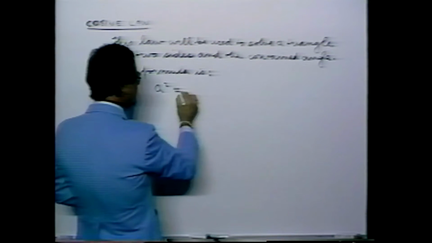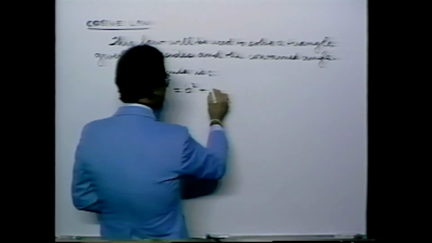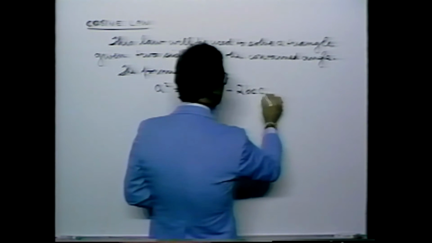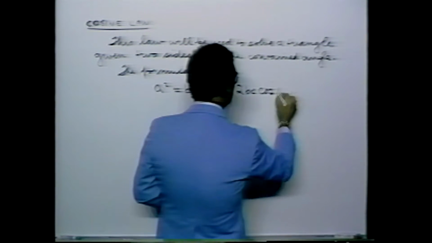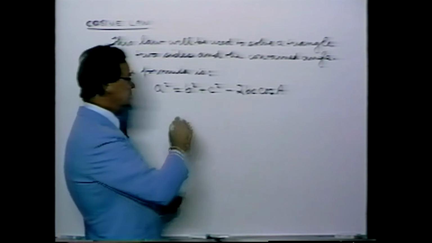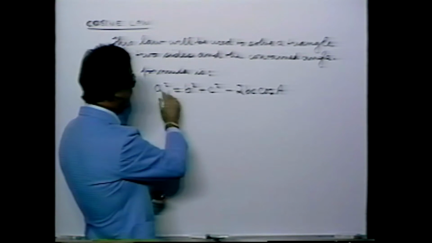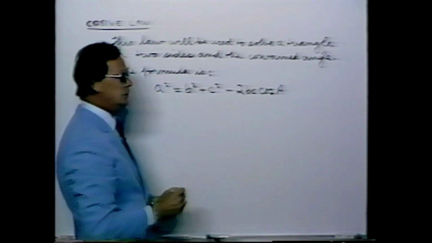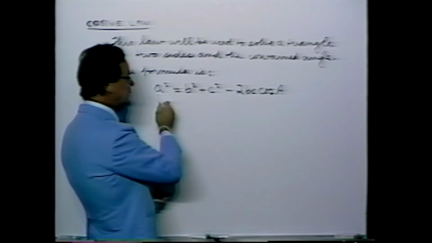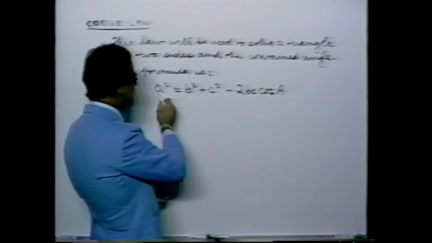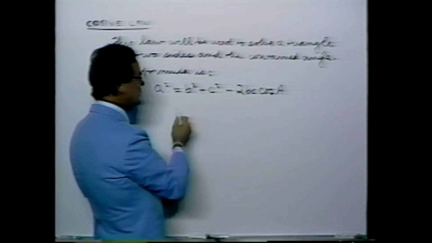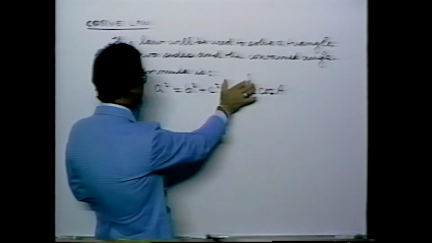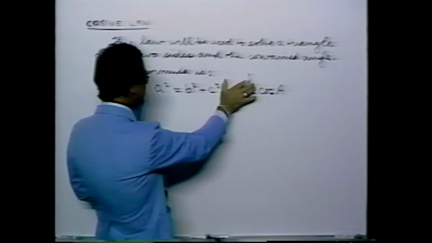a squared equals b squared plus c squared minus 2bc times the cosine of the angle A. Notice that the first three terms here, a squared equals b squared plus c squared, will remind you of the Pythagorean theorem formula, where if a is the hypotenuse and b and c are the other two sides, then looking only at that part of the equation, a squared equals b squared plus c squared.